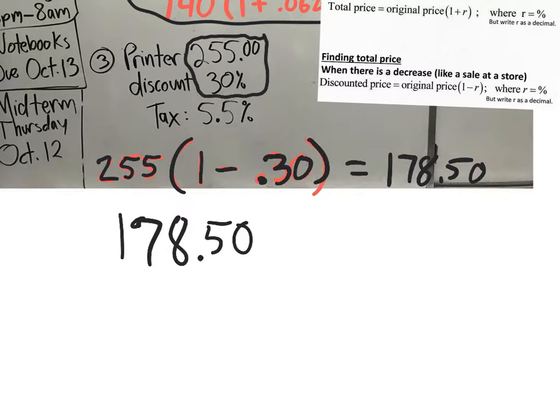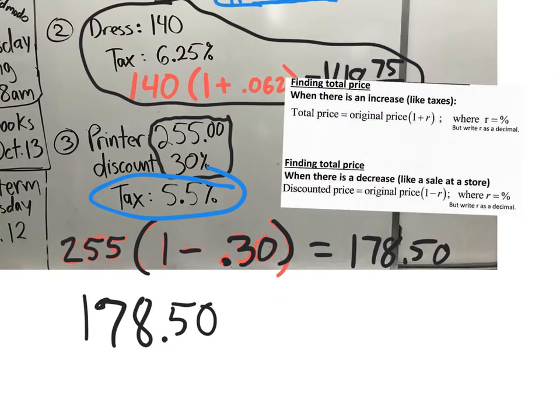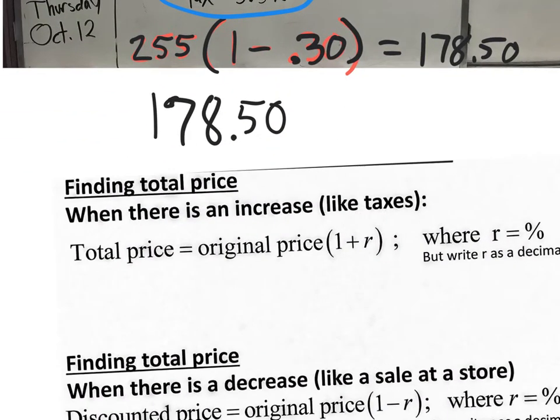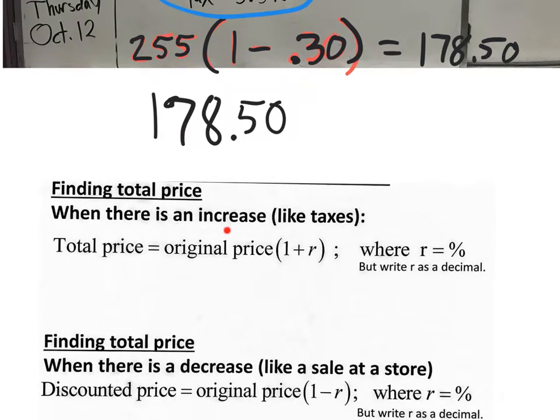Now you still need to go for taxes, right? Now, is the tax going to increase it or decrease it? Increase it. So let's go back to these notes over here. Whoops. So when there's an increase, it's going to go back to plus. So your original price, but this is now the new price. Don't go back to the original. This is the new price. And you're going to increase it by the tax rate, but as a decimal.